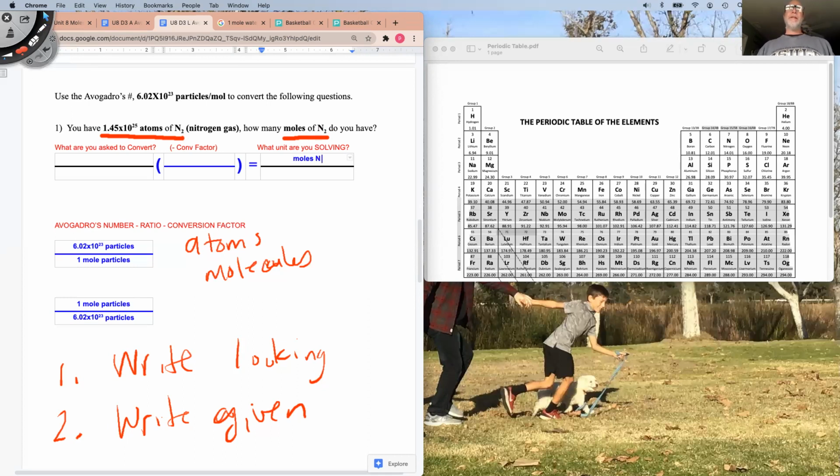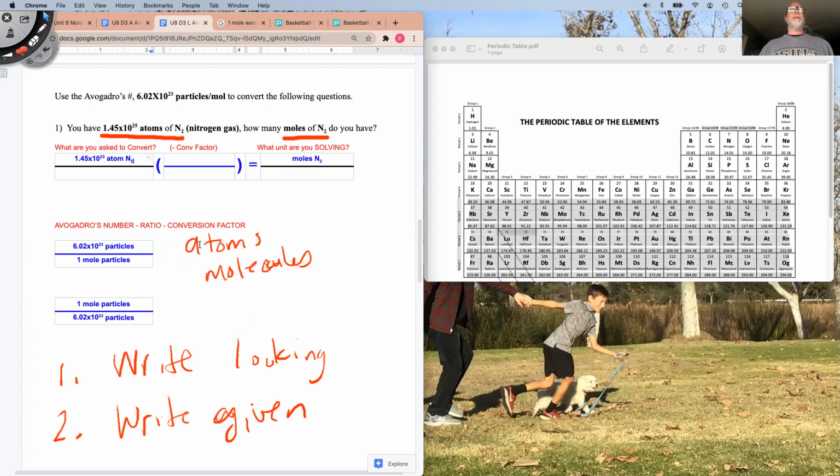Now remember, to make the little subscript 2, I'm going to push the control and the comma, and that's going to give me the subscript. If I want to make it a superscript, then I'm going to push the command or control and the period using Google. All right, what am I given? I'm given 1.45 times 10, and now I'm going to use the control period button to the 23rd. I'll push it again to bring it back down, and I'll write atoms of N2. All right, so that is what we're given.